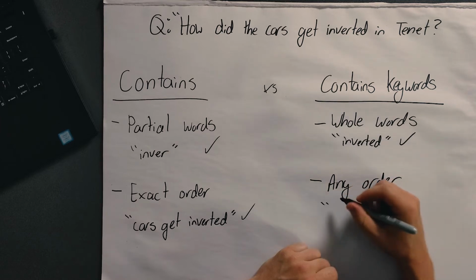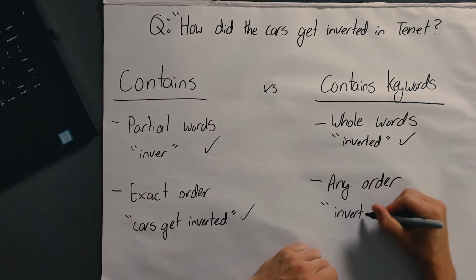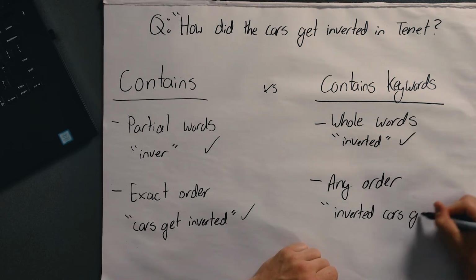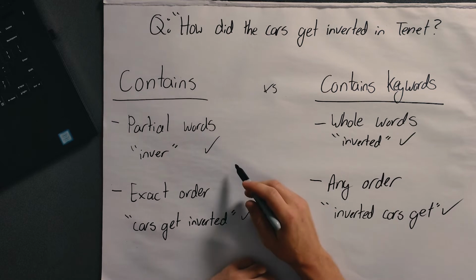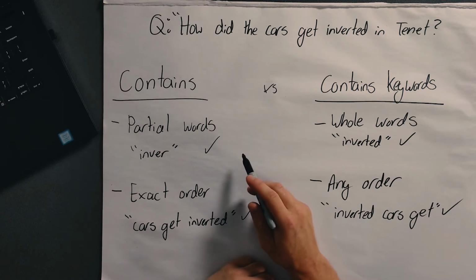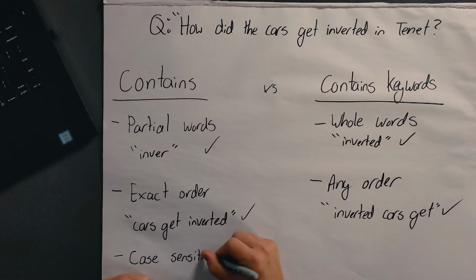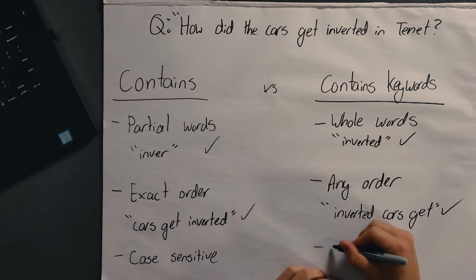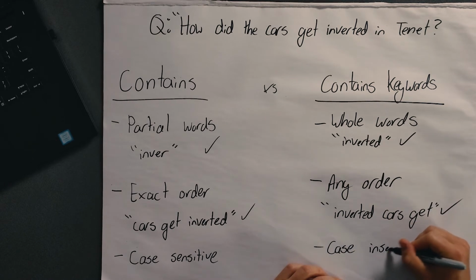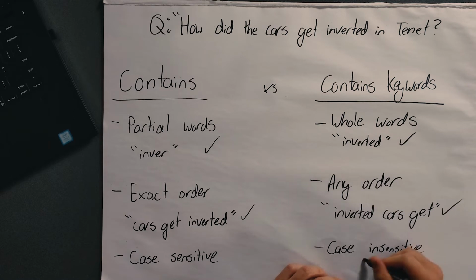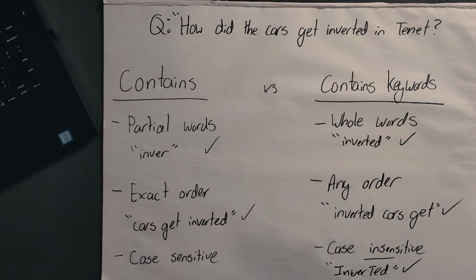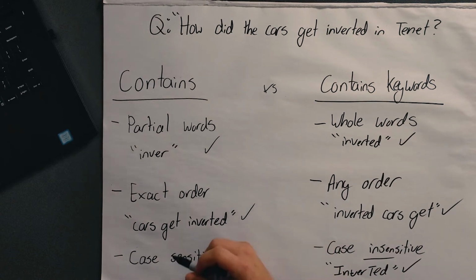Any order will do. So we could do "inverted cars get," and we would still get a result with the contains keywords. The last difference between the two is that the contains clause is case sensitive, while the contains keywords is not. So we could literally just go "inverted," and this would still be returned over on this side, while it wouldn't be with the contains clause.